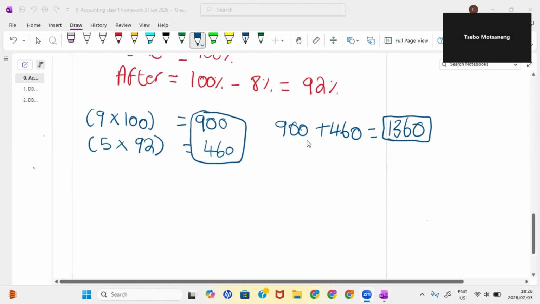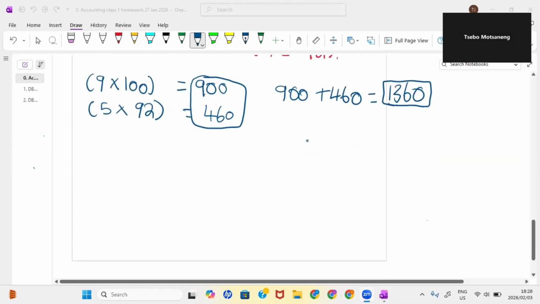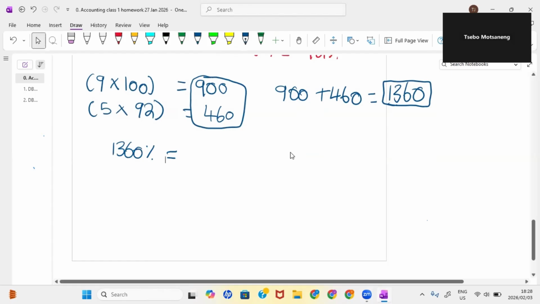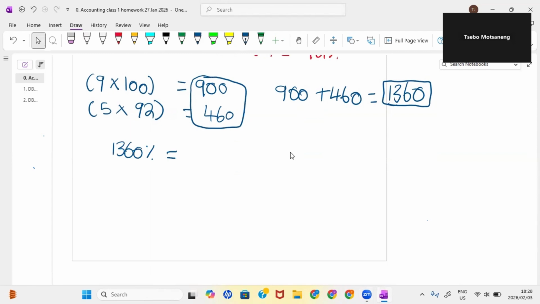So why are we doing this? This 1,360 is in the form of a percentage. And it represents the rent income which we received for the financial year. Or to be specific, it represents the rent income that we received for the 14 months.